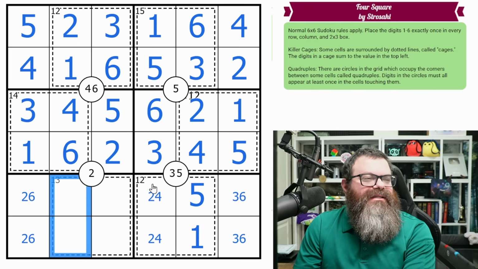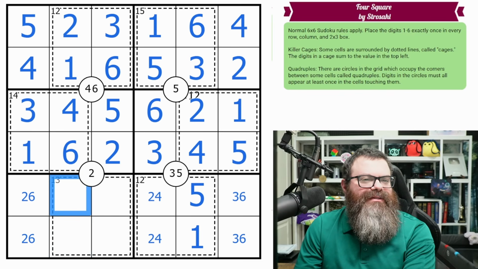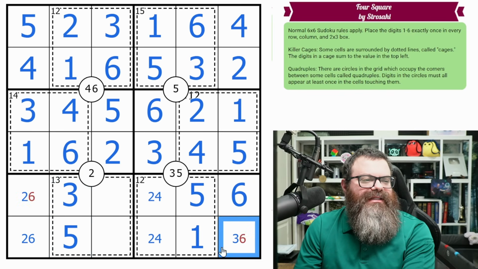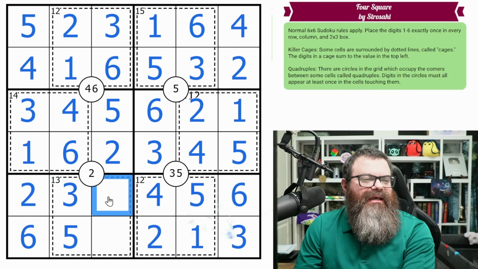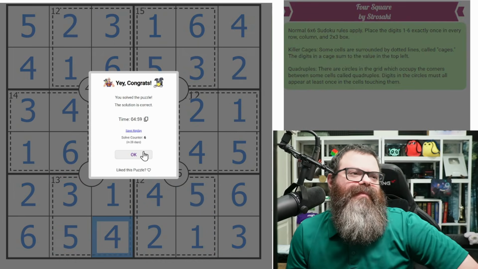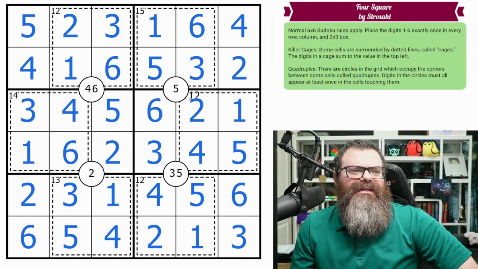So I guess I could just get these pairs. We need a 3, 5 here. Okay, so that's 3, that's 5. We have 6 and 3, 2 and 6, 4 and 2. And then I need the 1 and the 4, and we're done. All right, nice puzzle, Strosahl. I enjoyed that.